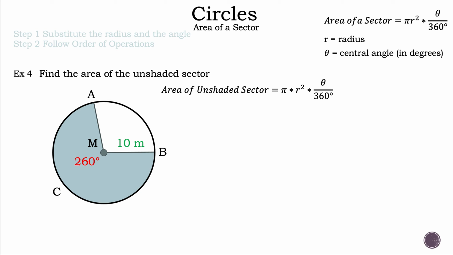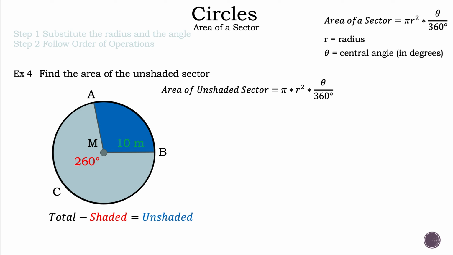Now let's take a look at the circle. They gave us two measurements. The first one is 260 degrees, and that is a central angle. But that is not the theta or central angle we want. We want the unshaded sector central angle. They gave us the shaded sector, and the other measurement they gave us is the 10 meters, and that represents the radius. So we now need to begin a process of figuring out how to find the unshaded sector angle or the central angle of that sector.